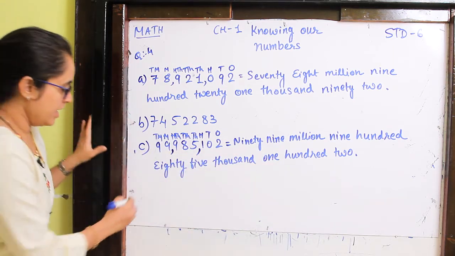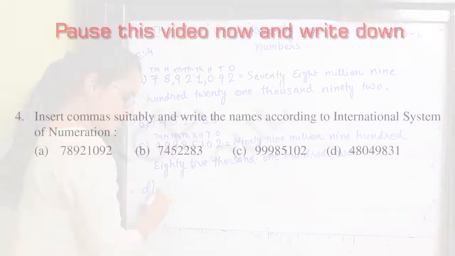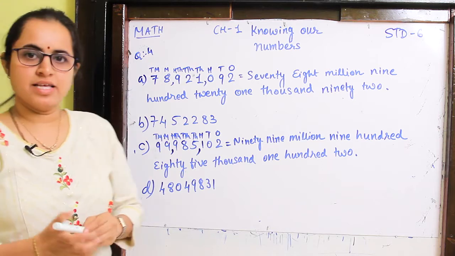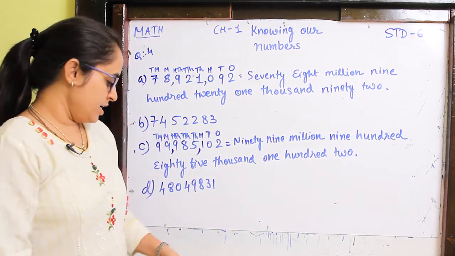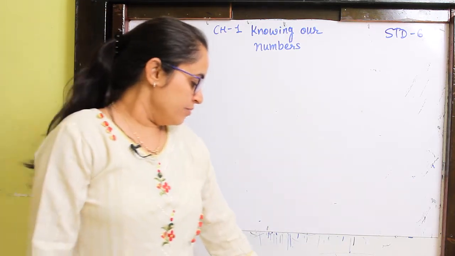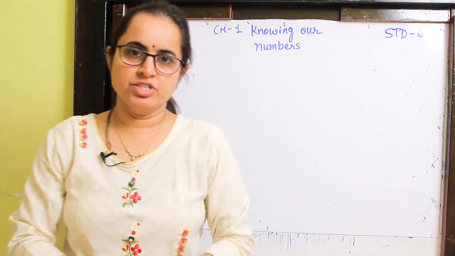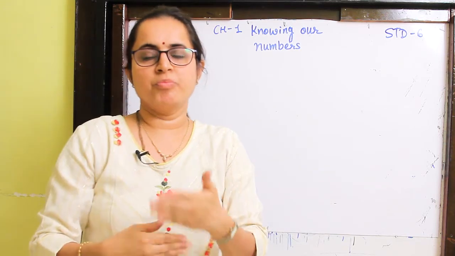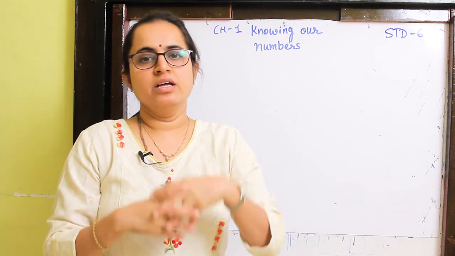So it will be written like this: 99 million. So you have to take three numbers together after million. Okay, this is how it will work. Again, D will be in your homework. Okay, that is shown on the screen.